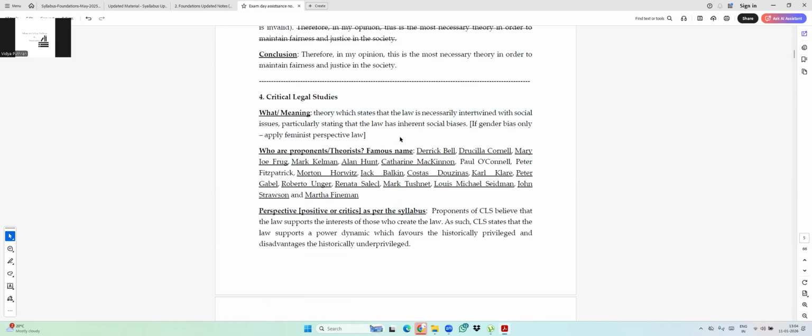So here also I've written: if gender bias, only apply the feminist perspective on law. Many times students get confused that if they are criticizing the law, it could be critical legal studies. No, just look at it. If it is gender bias, then it will be talking about only the feminist perspective on law. Otherwise, for critical legal studies you will talk.